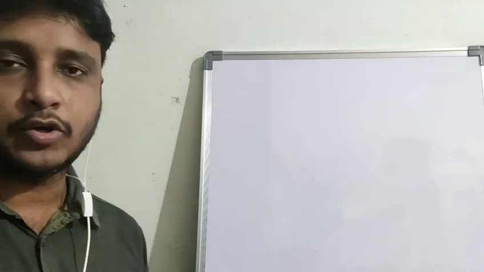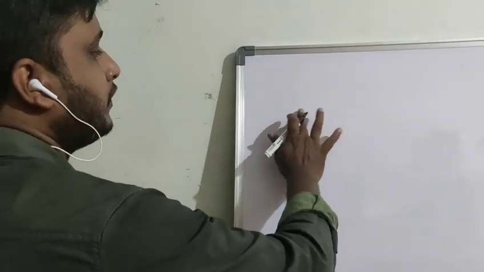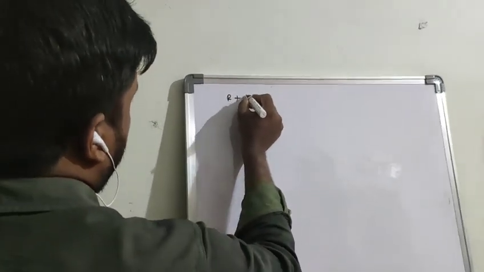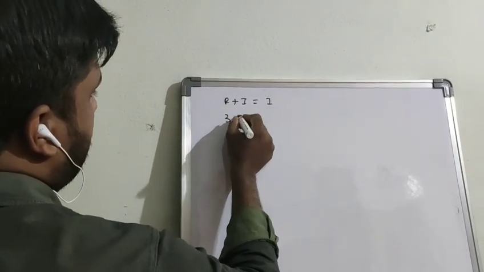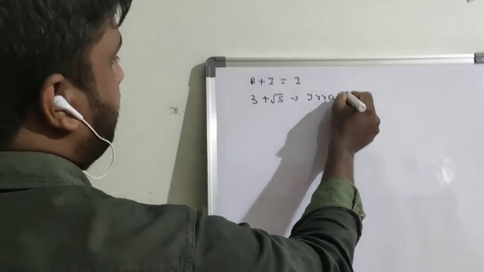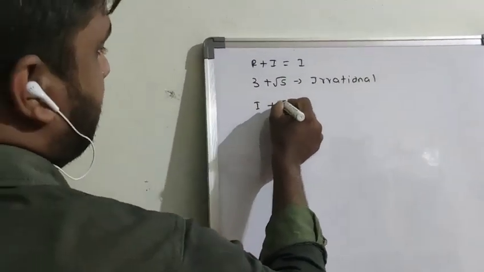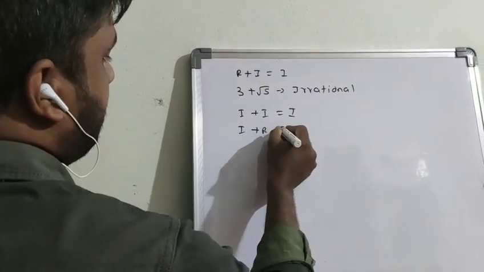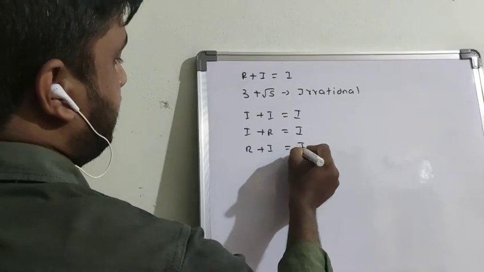So coming to the exercise part of surds concept, before going to that, one point we have to explain to you. A rational number plus an irrational number is equal to an irrational number. That means 3 plus root 5 is an irrational number. Irrational plus irrational is always irrational. Irrational plus rational is always irrational. Rational plus irrational is always irrational.